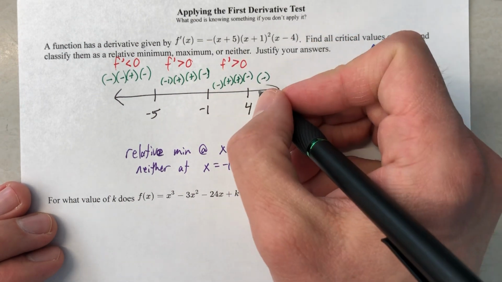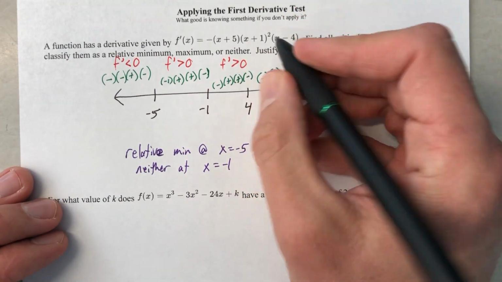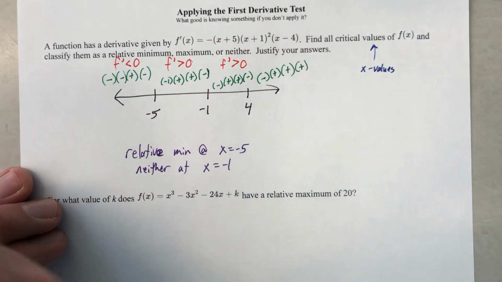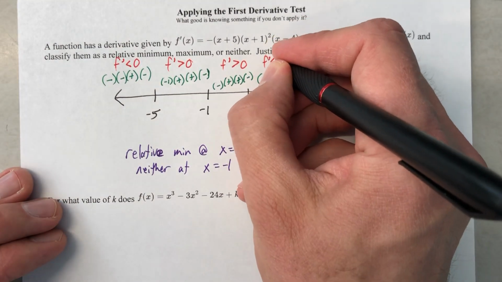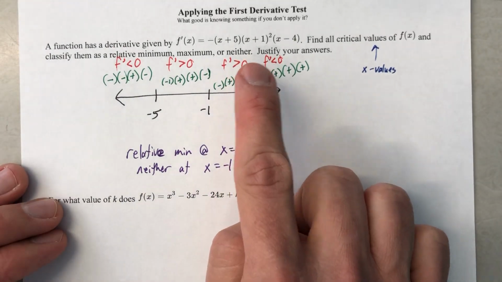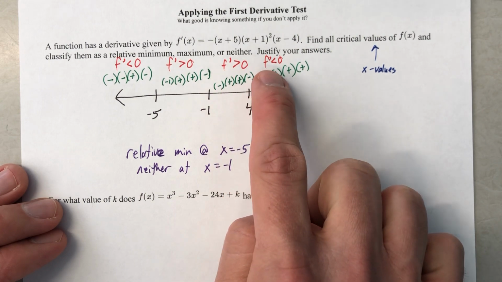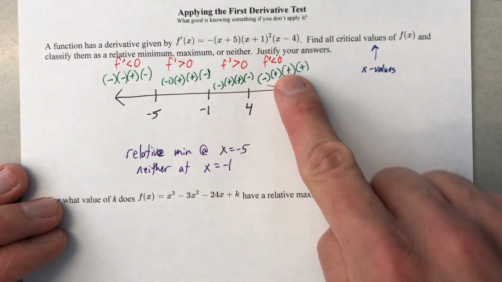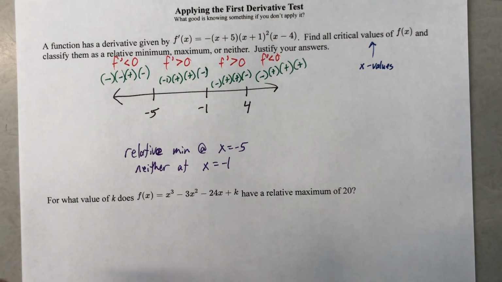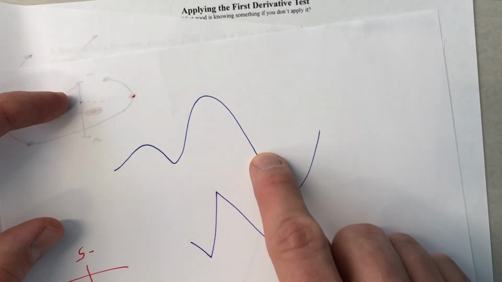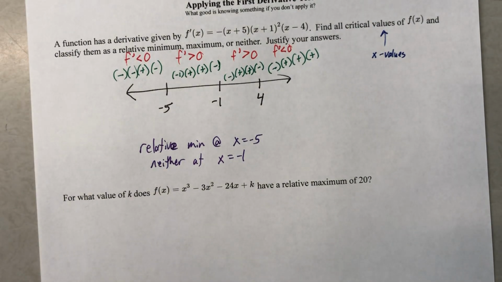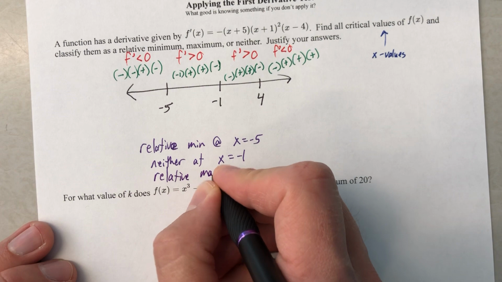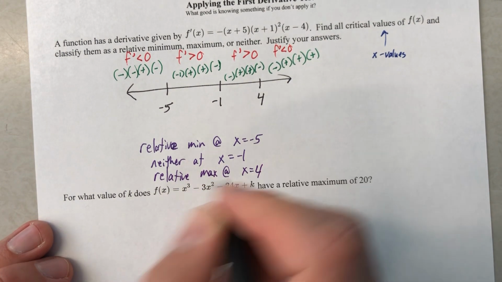Negative comes from the front. Plug in a 5. 5 plus 5 is positive. 5 plus 1 squared, that's positive. And 5 minus 4 is positive. And we're going to have lots of positives except for that negative in the front. That gives me negative. We have transitioned from positive derivative to negative derivative, which means we've transitioned from increasing to decreasing. When you go from increasing to decreasing, you have a maximum. Let me prove it to you. When I go from increasing to decreasing, we have a maximum. There it is. So we do indeed have a relative max. Relative max at x equals 4. And that's it.